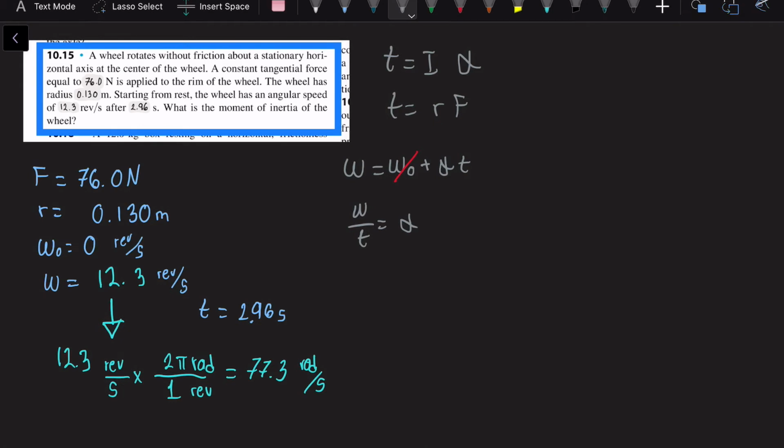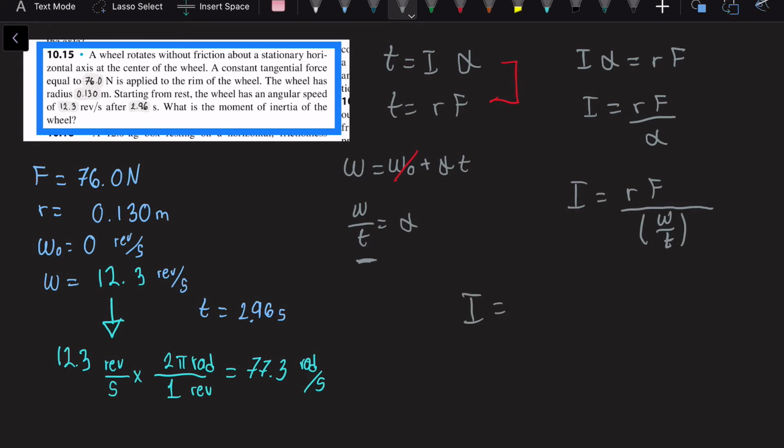These two equations we can set equal to each other, and that's how we're gonna solve the problem, because they're both equal to torque. So moment of inertia times angular acceleration equals the radius times the force. Then we want to solve for moment of inertia, and that's gonna be equal to radius times force divided by the acceleration. But we solved for the acceleration right here on this side, so after that, we can start plugging in numbers.